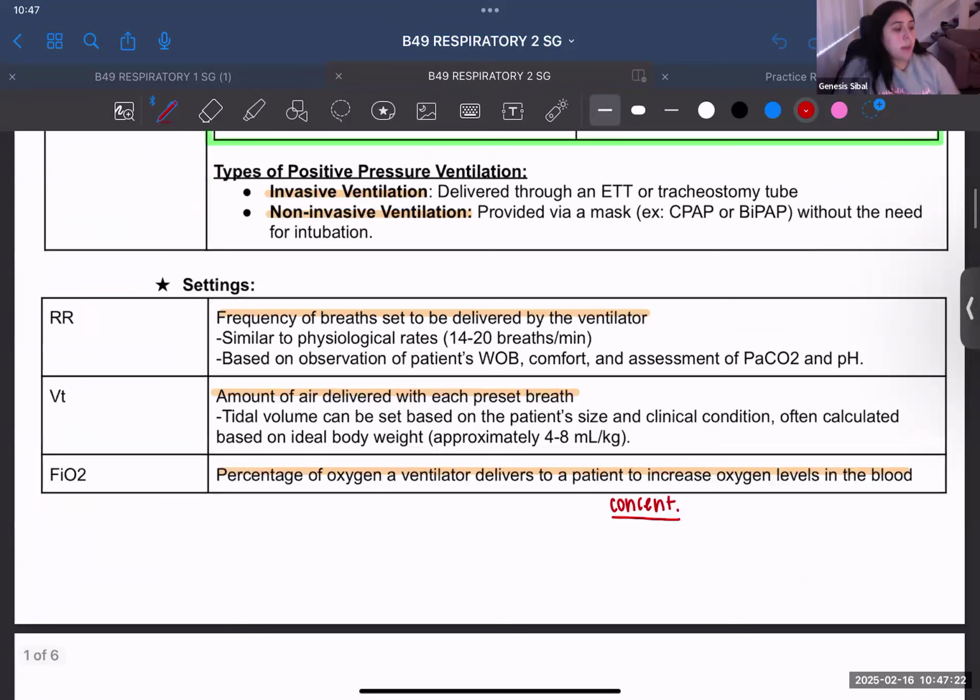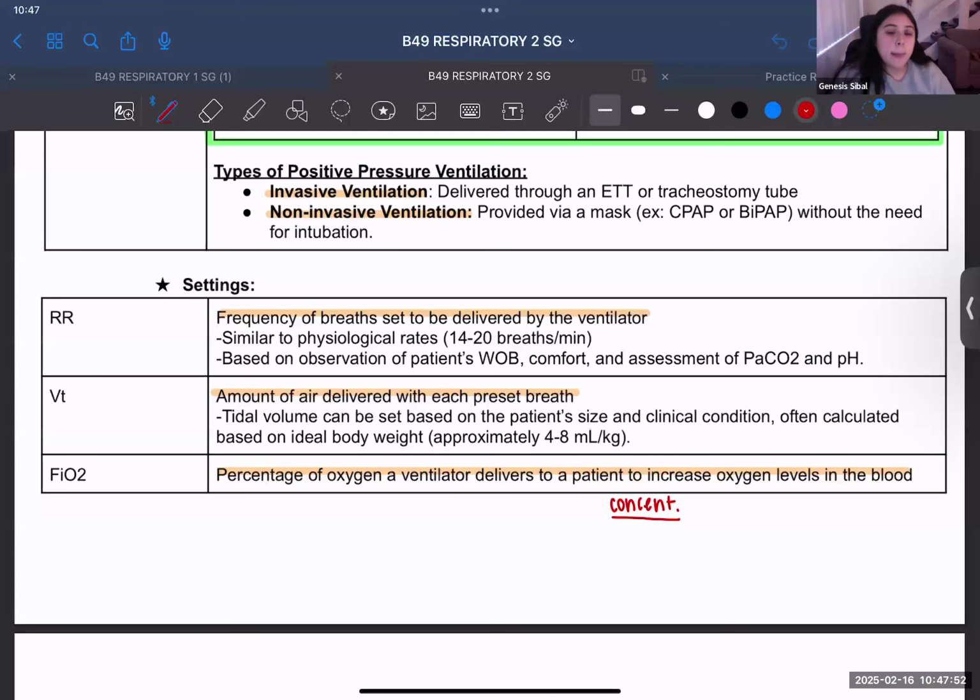Okay, so types of positive pressure ventilation. You have invasive ones and non-invasive. Invasive, there are only two of them, the ET tube and the trach tube. Those go straight up into their airway, whereas with the non-invasive, we can still put a mask on them, and it's not necessarily going directly into their airway, but they're getting that oxygenation through that.